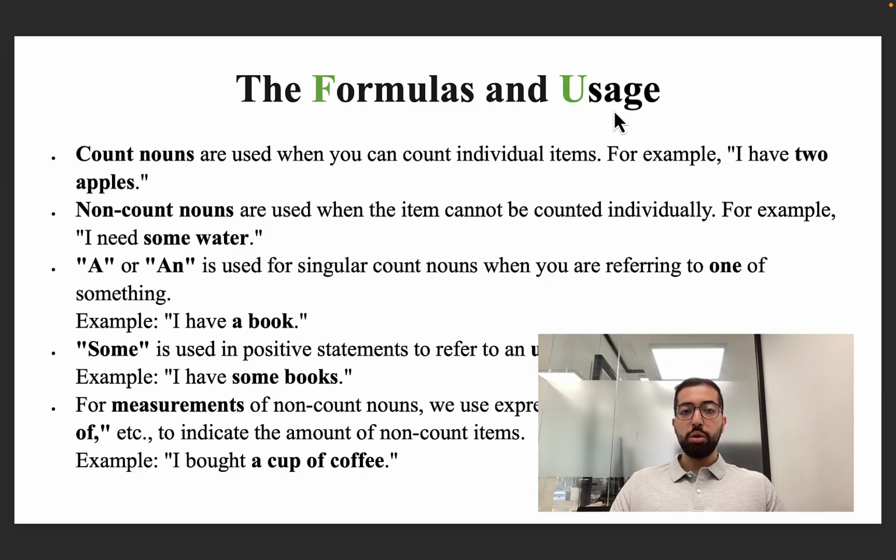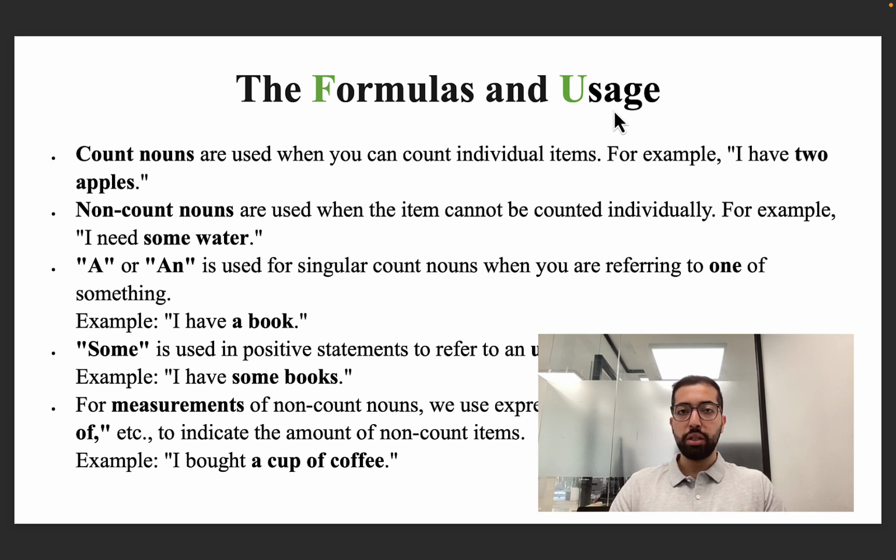Count nouns are used when you can count individual items. For example, I have 2 apples. Non-count nouns are used when the item cannot be counted individually. For example, I need some water. A or an is used for singular count nouns when you are referring to one of something. The item is one. Example, I have a book.